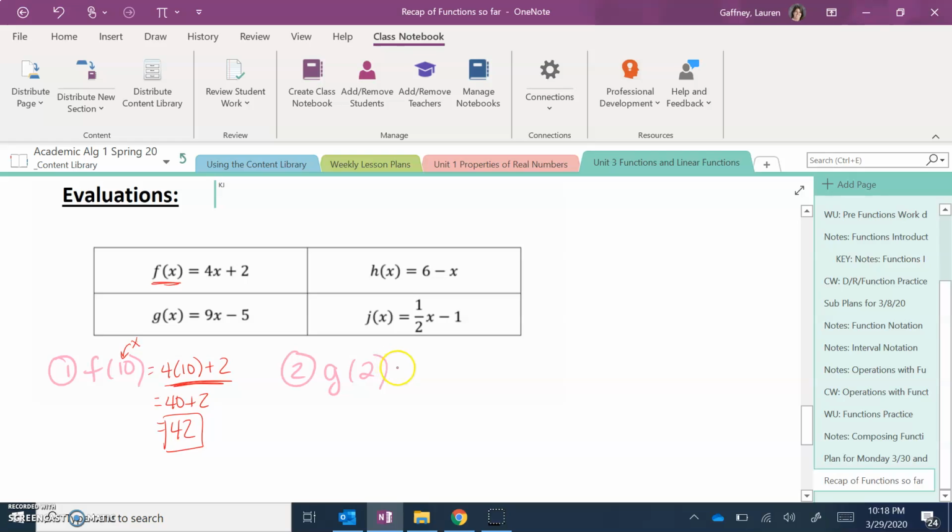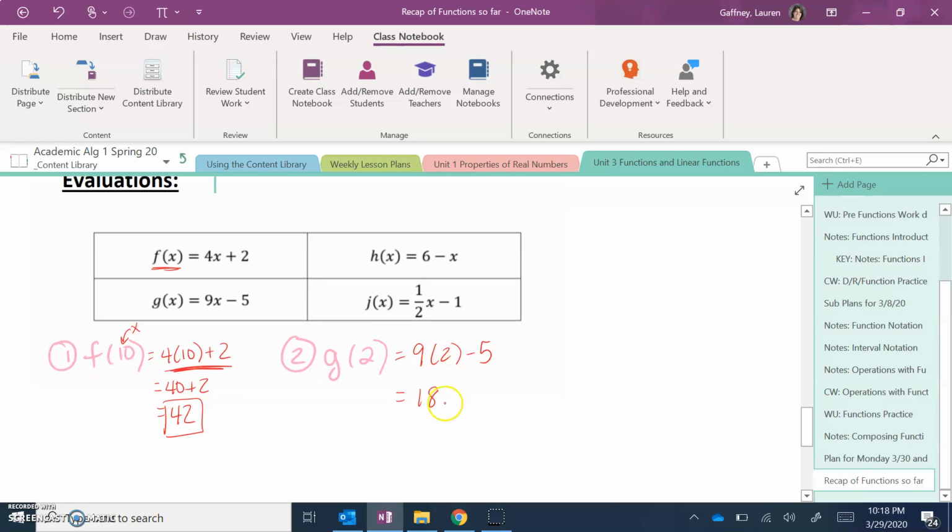So this is simply telling you what value to put in for x. So if I said let's do g of 2, here's my g function. I'm putting 2 in for my x. And then from there, let's do this math. 9 times 2, order of operations, do the multiplication first. 18 minus 5 is 13.